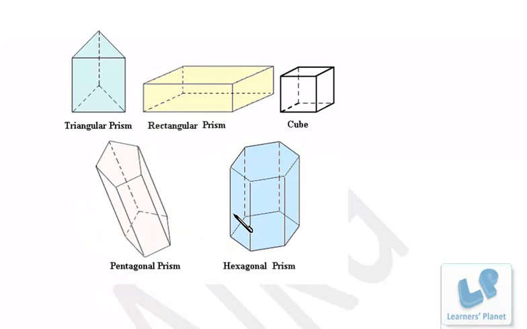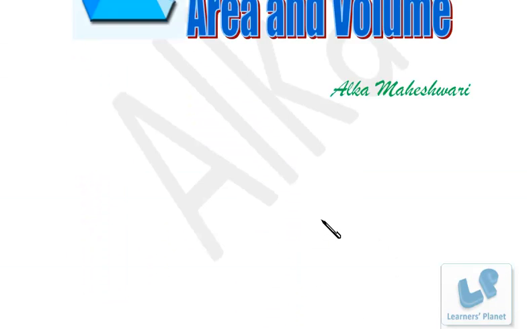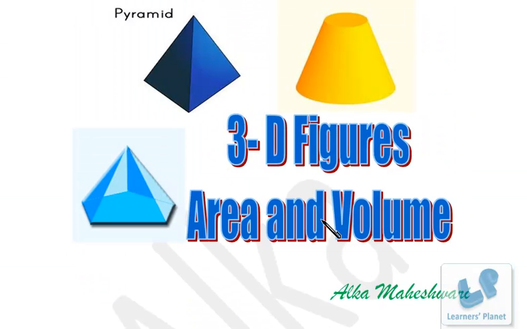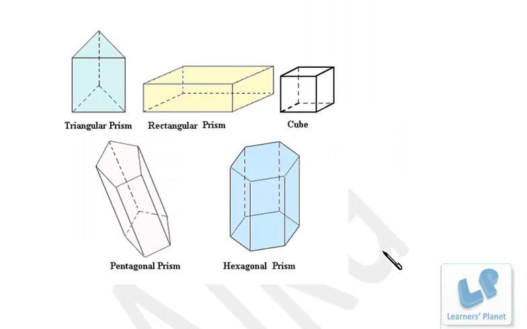Apart from that, we have triangular prism, rectangular prism, cube, pentagonal prism, hexagonal prism, right? And now we try to derive the formula for all of them, for their surface area, for their volume and all that, okay? Now before we move further, I would like to share an interesting thing with you. There is a relationship among edges, vertices and faces of all 3D figures, right? Now what exactly the relationship is, let's see carefully.